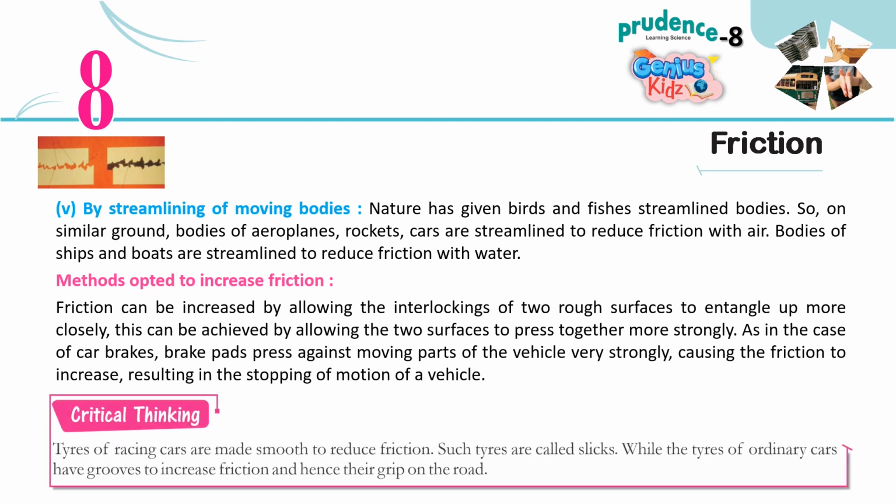Critical thinking. Tires of racing cars are made smooth to reduce friction. Such tires are called slicks, while the tires of ordinary cars have grooves to increase friction and hence their grip on the road.